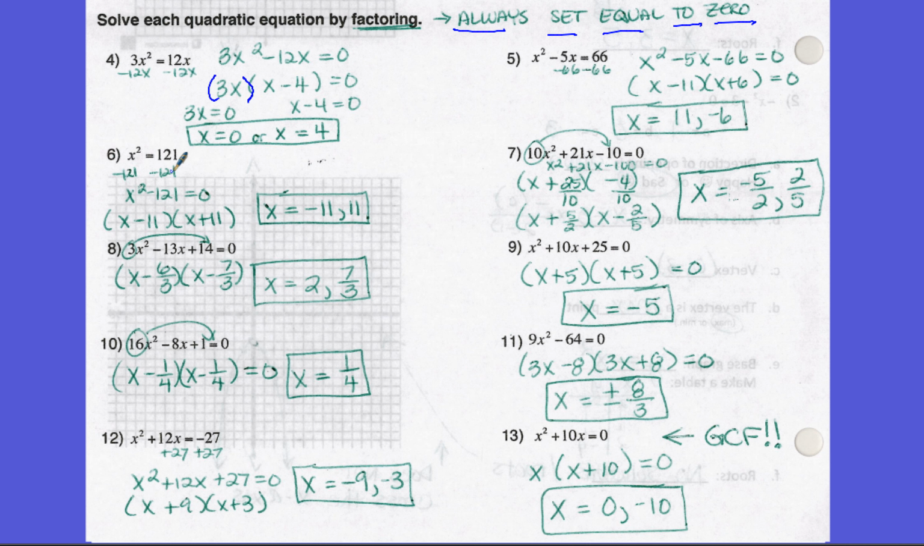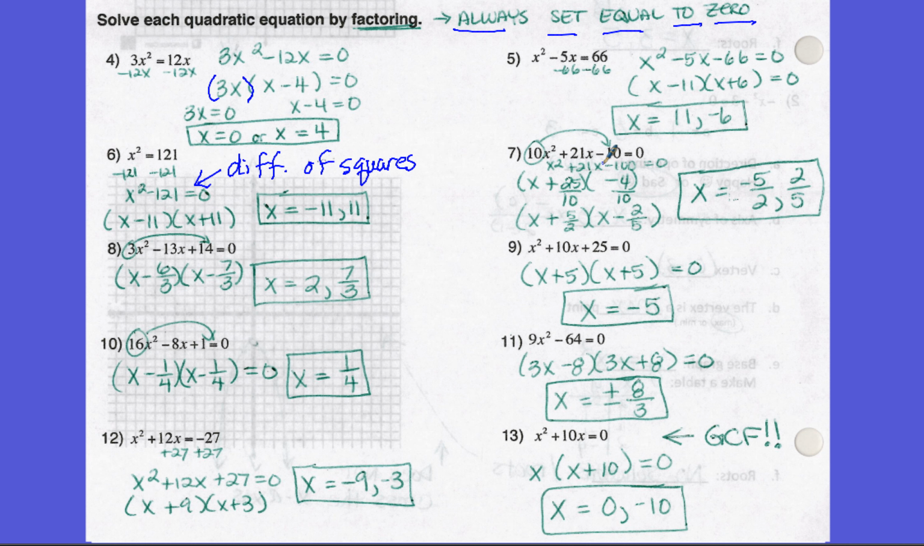Number 6, when I subtract 121, I get a difference of squares. We must not forget these things. So this is a difference of squares. And with that, we get x minus 11, x plus 11, so my two answers are -11 and 11. That's what will make both of those 0.